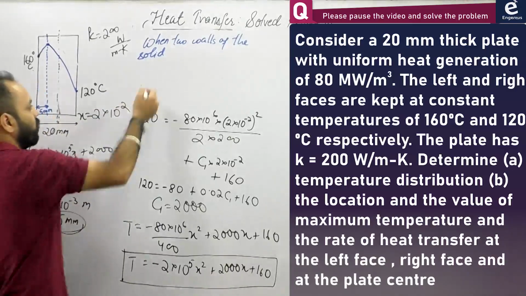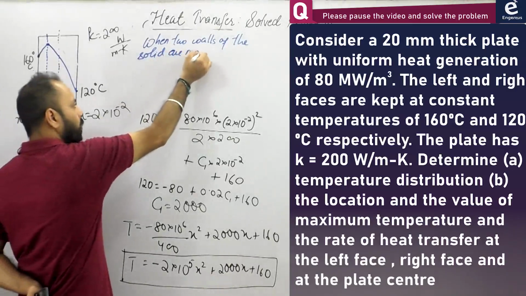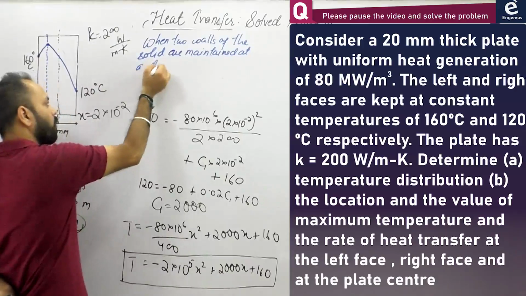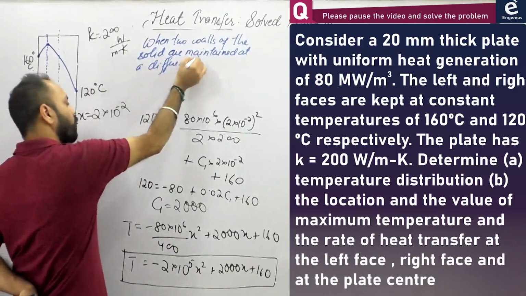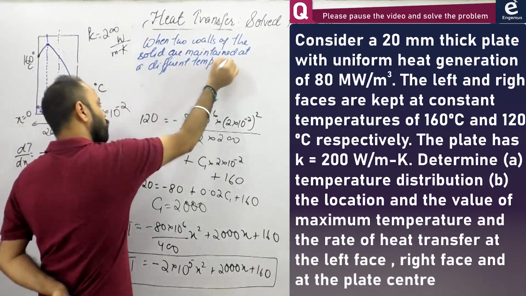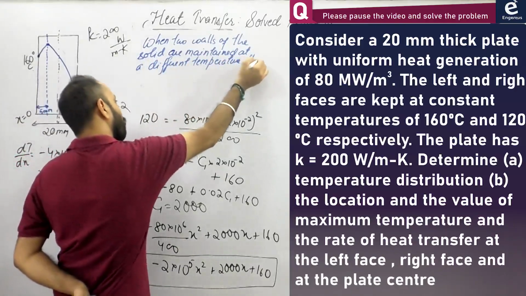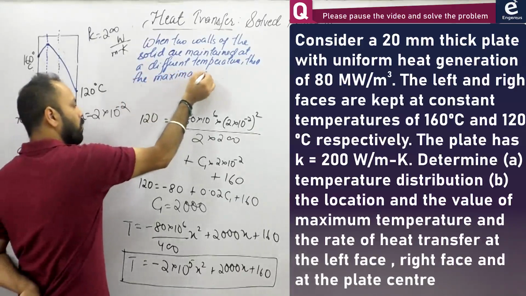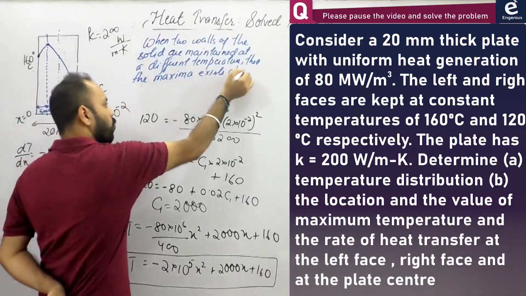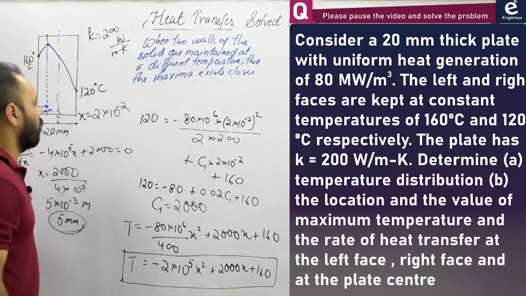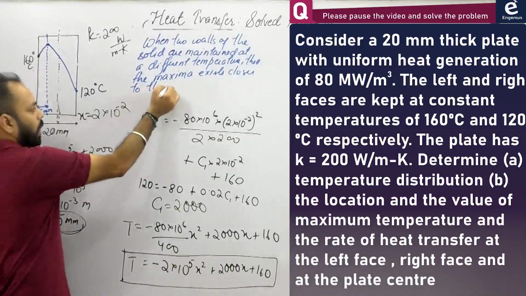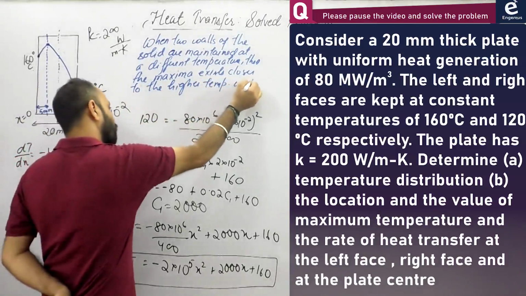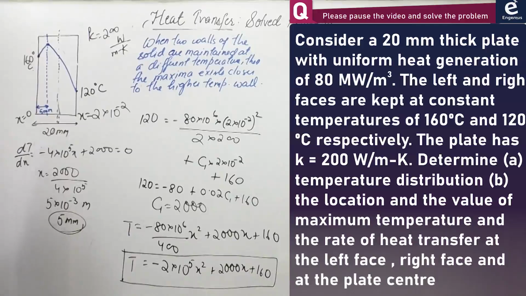ठीक है, when two walls of the solid are maintained at a different temperature, then the maxima exists closer to the higher temperature wall. Closer to the higher temperature wall. That is a conclusion. लिख लो. कोई भी चीज बदल गई तो वहां यूज मत कर लेना कि अगर टेम्परेचर का फंक्शन हो गया.